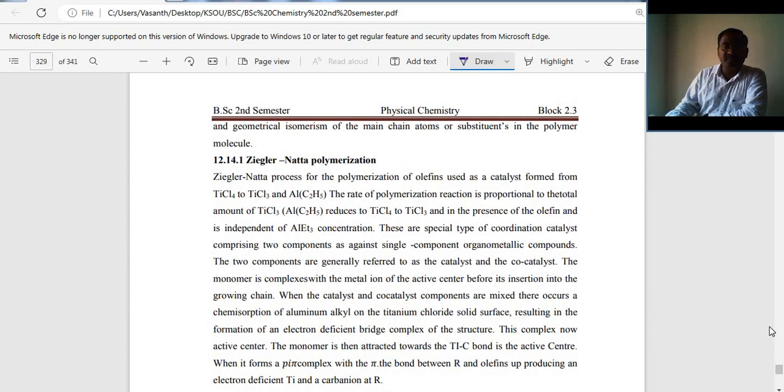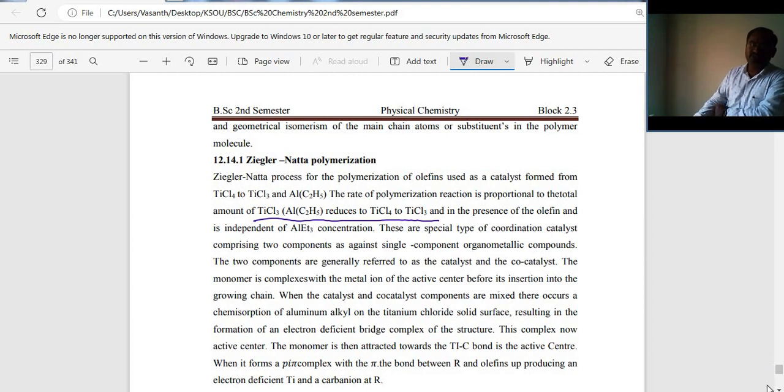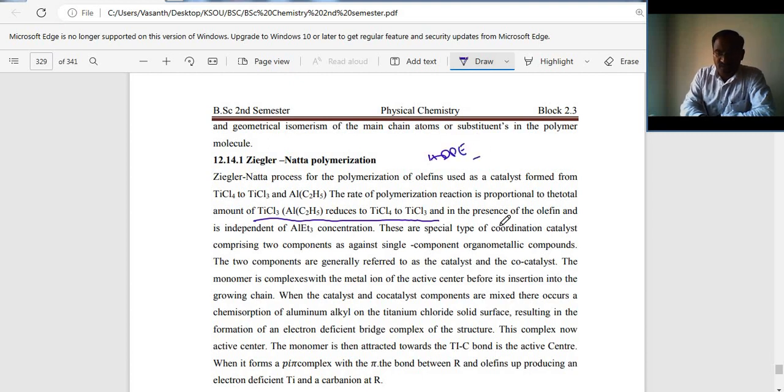In Ziegler-Natta polymerization, Ziegler-Natta is a catalyst. It is a process of polymerization of olefins. Generally, it is used in the preparation of HDPE.